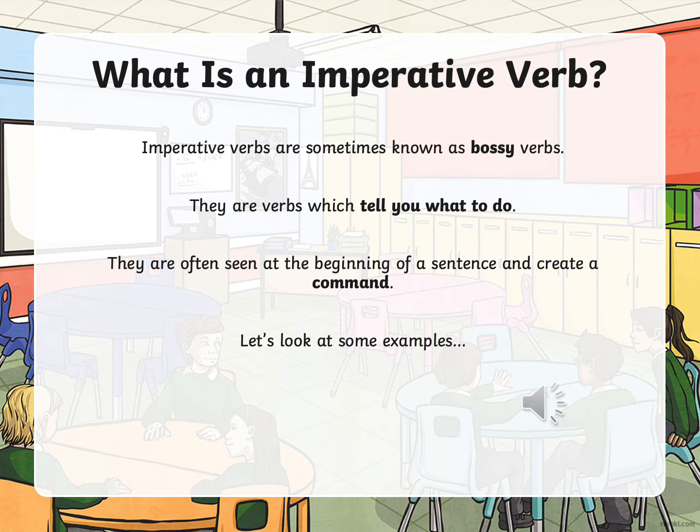Imperative verbs are sometimes known as bossy verbs. They are verbs which tell you what to do. They are often seen in the beginning of a sentence and create a command. Let's look at a few examples.